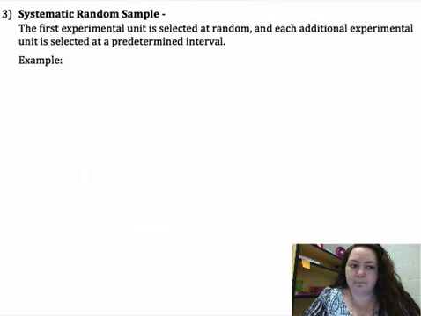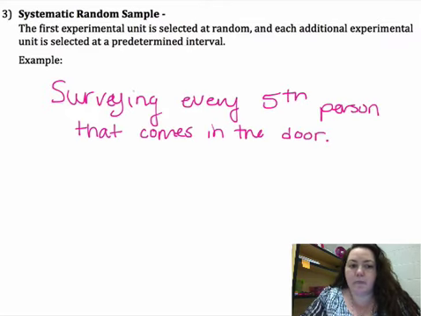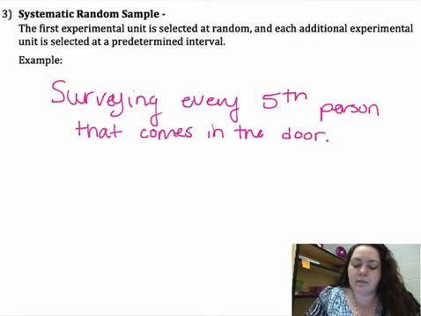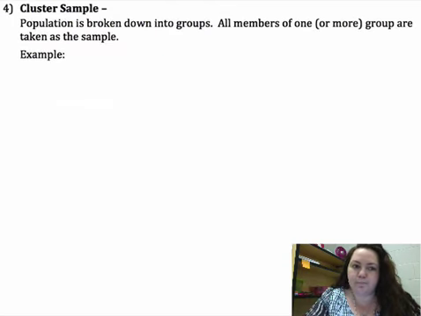Okay. A systematic random sample. The first experimental unit is selected at random, and each additional experimental unit is selected at a predetermined interval. So surveying every 5th person that comes into the door. So I'm going to start with the first person, and then every 5th person I'm going to survey them, or I'm going to do the experiment on them. Something like that. There's some method to it.